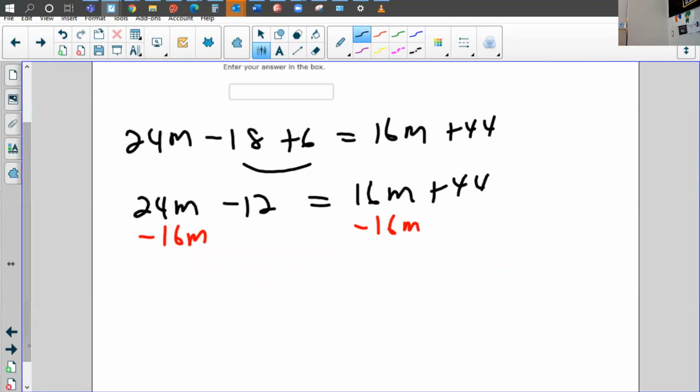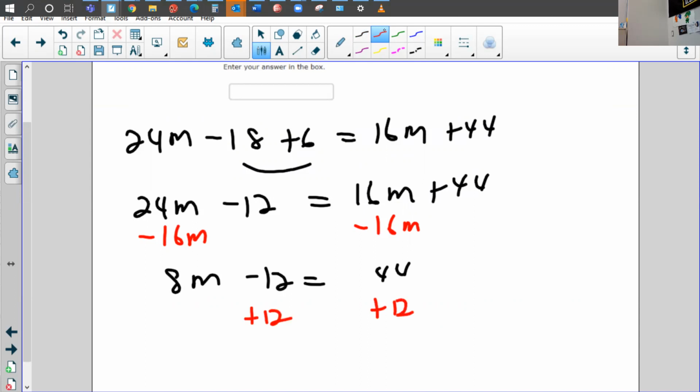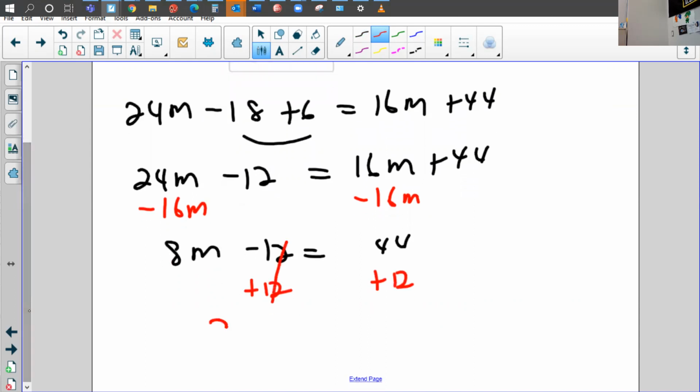Okay, so now that gives me 6 and 4, that's giving me 8m minus 12 is equal to 44. I'm going to cancel the 12 now, plus 12 plus 12. Okay, that becomes 0. Now I'm left with 8m is equal to 52. Oh, I'm sorry, 56. What is m equal to? M is equal to 7.